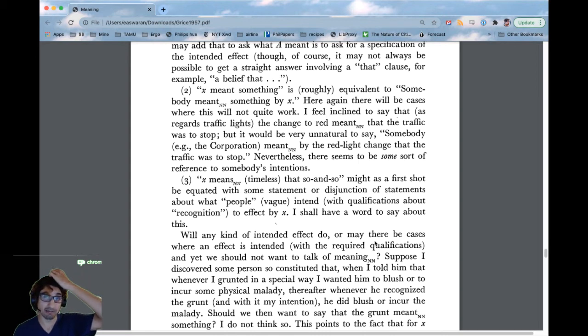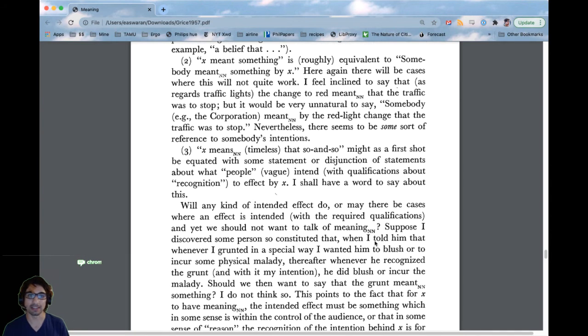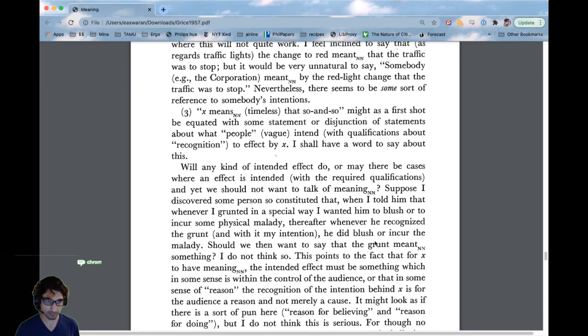I think traffic lights are a really good example of this sort of meaning. They clearly mean something because they are intended to be recognized as having that meaning. If you didn't know that red meant stop and that green meant go, you wouldn't have that belief. And if you thought that you were just watching TV, you wouldn't be affected by those red and green lights the same way as when you're actually driving.